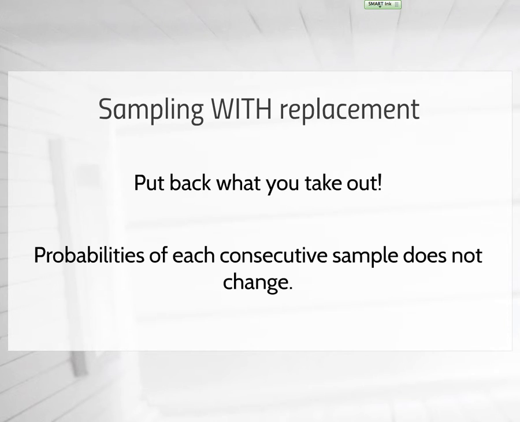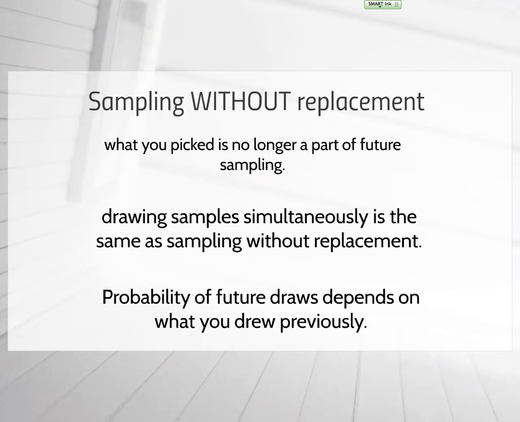So then, without replacement has to do with those dependent events. So, like E.2 was about dependent events, and those were often without replacement. So, here's the thing: what you've picked out is no longer part of the future sampling. So, if I take out that pink starburst and there were 10, the next pick there are only 9 available. So it changes what's happening in the future.